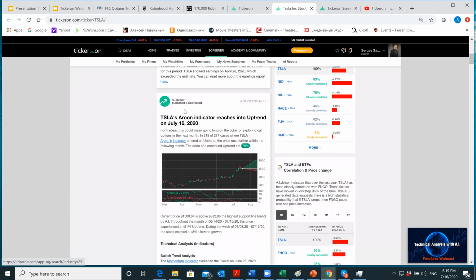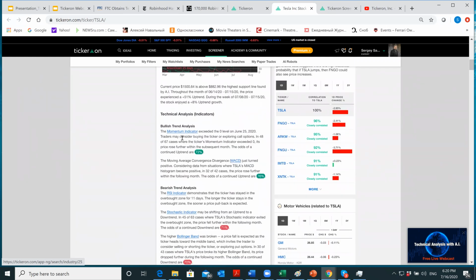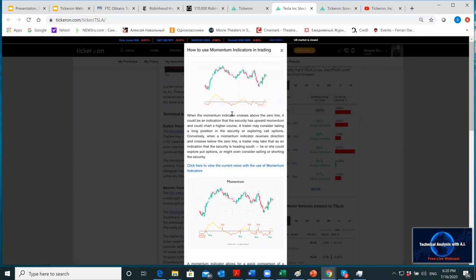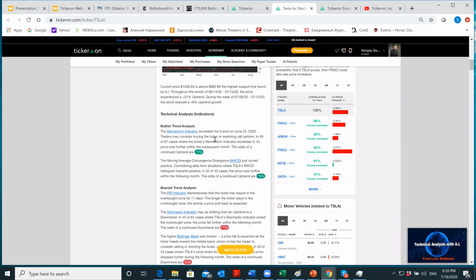So what you see here, there are some conclusions made on the basis of the technical analysis. Aroon indicator reaches uptrend, okay? And then we are making a conclusion based on that, okay? Momentum indicator. So let's assume you don't know about the momentum indicator. You click here, and then you read about the momentum indicator right here. And then you can close that page. Okay, and then let's read what's going on here.